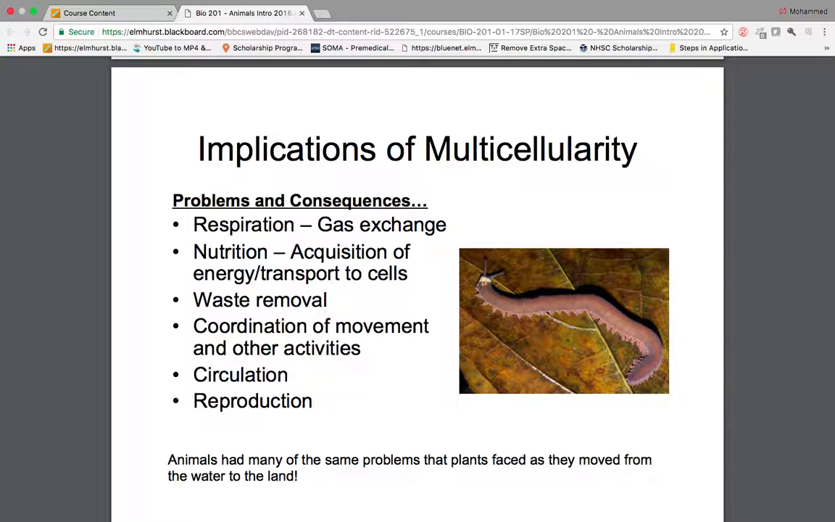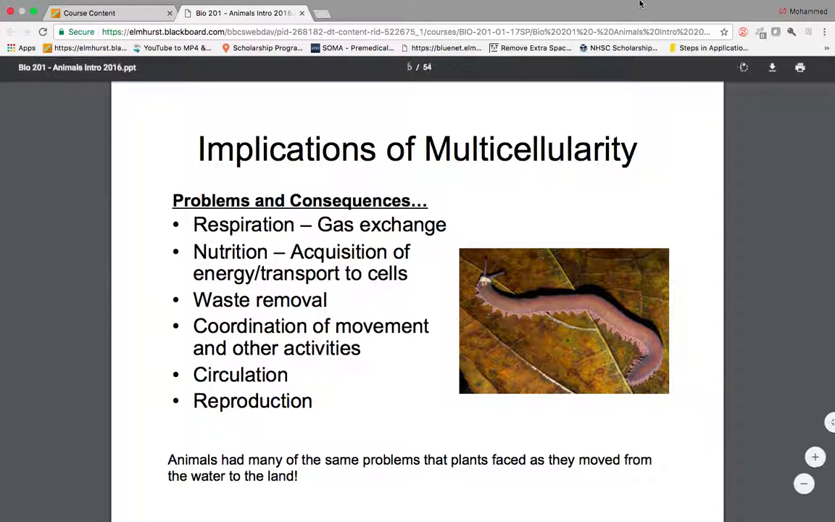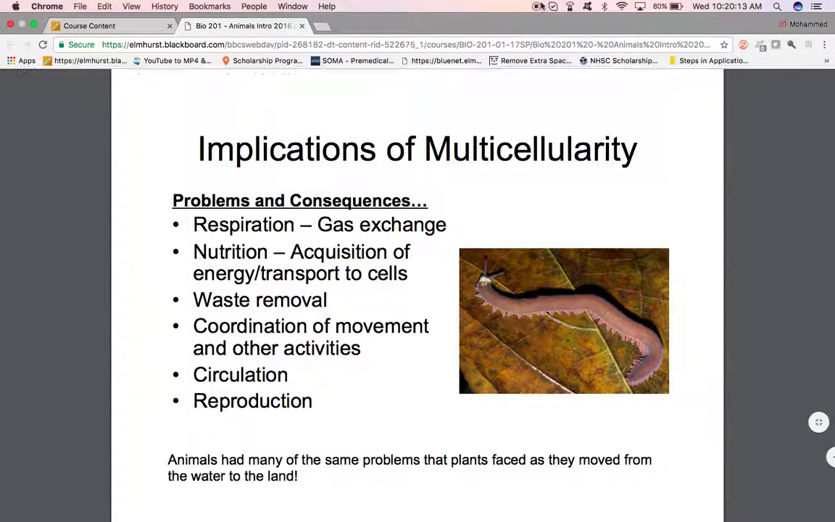So many of the same problems that plants had to figure out, or had to evolve solutions for when they moved from water to land, animals had to figure out too. And so as we work through the evolution of animals and the different groups of animals, you need to think about how it's similar to what happens to plants, because the evolution of this is remarkably similar.